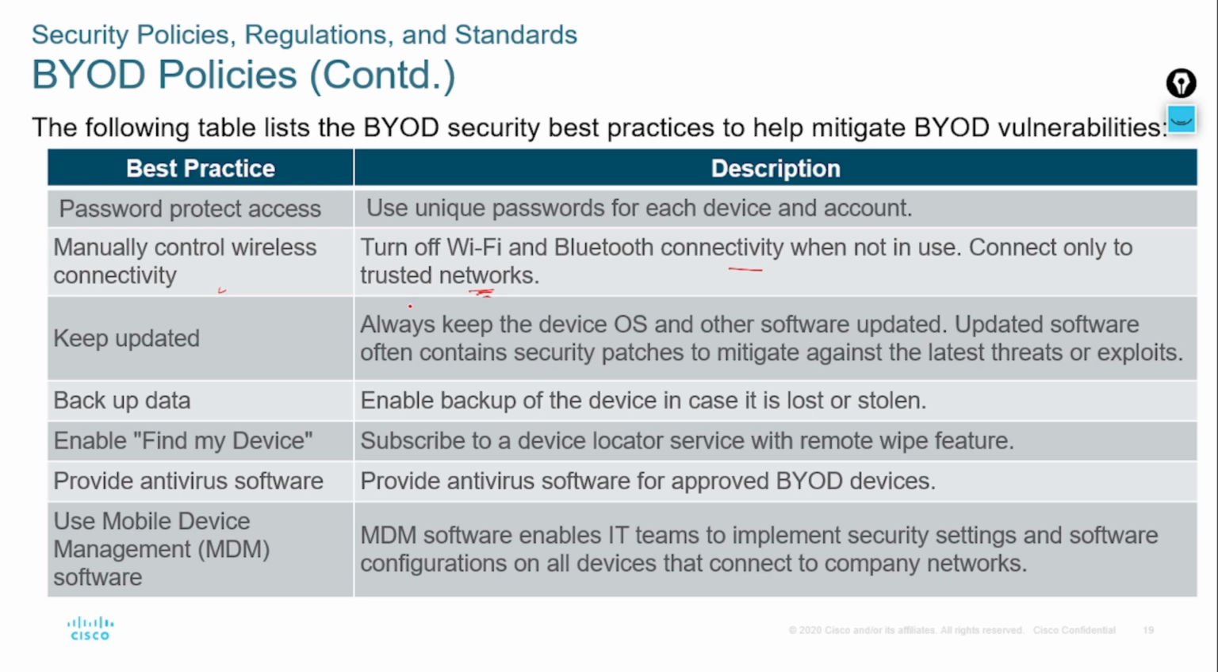And then keep the device updated always, to ensure that in case we had any vulnerabilities, all those get patched. Back up the data continuously, so that in case of any compromise, we don't have data stolen and lost. And then enable Find My Device, that will make it easy to identify the device once it is lost. Provide antivirus software to secure the device and the applications and the data. And then use mobile device management, MDM software, which enables IT teams to implement security settings and software configurations on the devices that connect to the company.